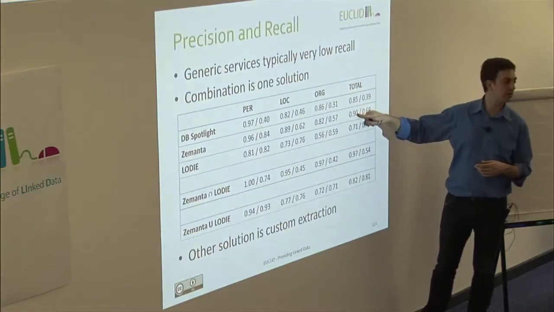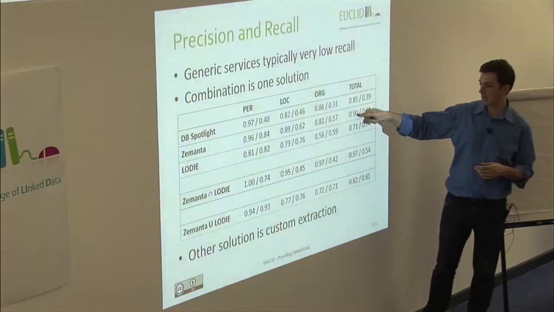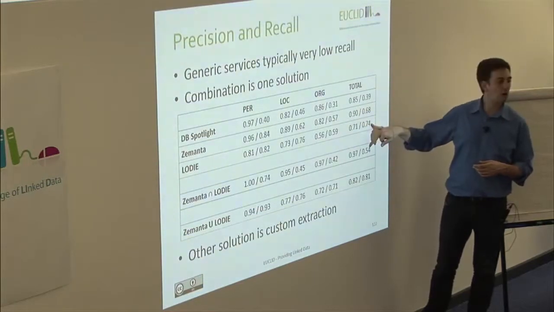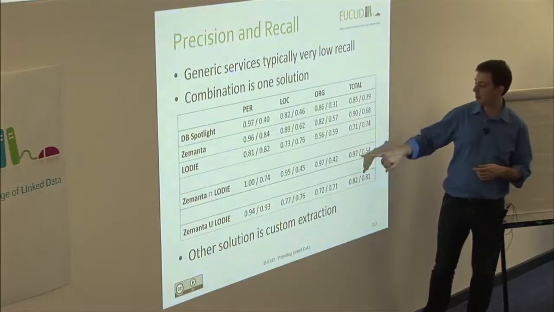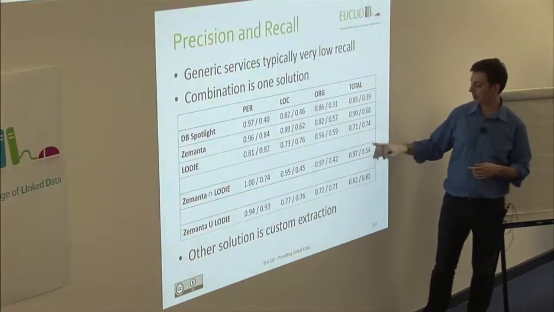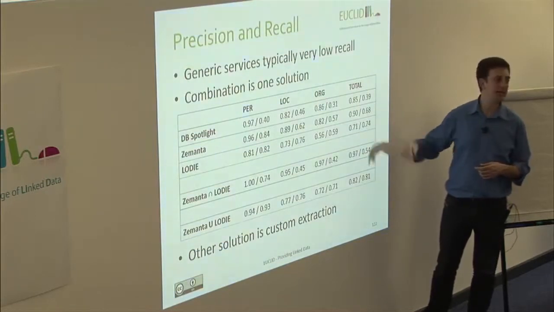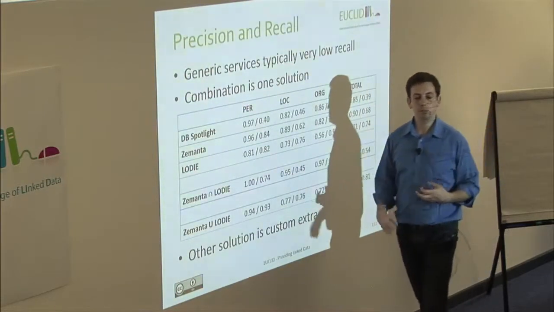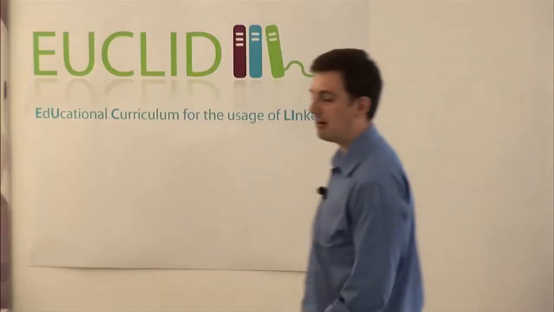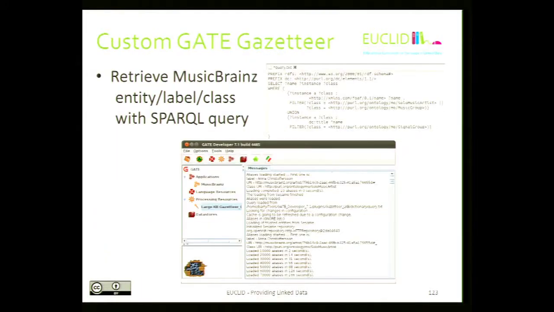Samantha does significantly better. Lodie is the only one to do very well on the recall side, but then if we use combinations of those two together, we get better than any individual tool. Okay? But we're still dealing with mainly generic tools. The best results we can get are from training text extraction using our specific data set and using our knowledge about how to disambiguate within that domain.